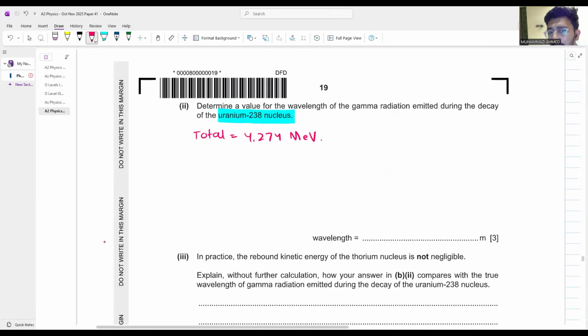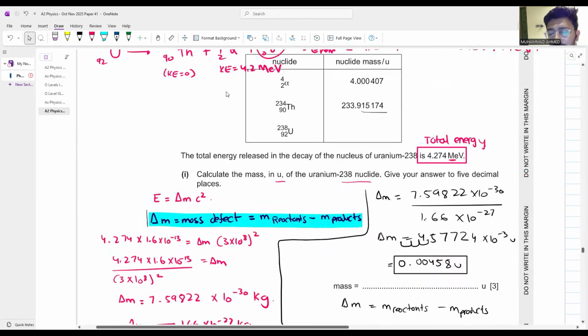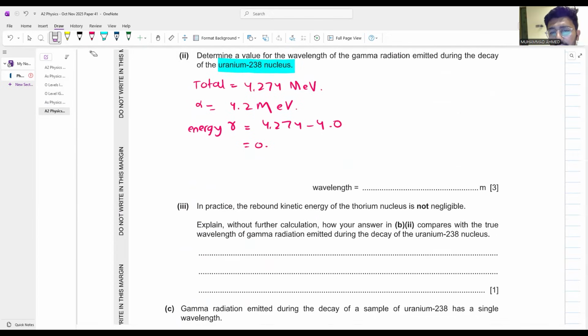Basically, what have I done here? The total energy is this. What will be the energy of alpha particles? The energy of alpha particles is 4.2 mega electron volts. What will be the remaining energy for the gamma ray photons? 4.274 minus 4.2, if I am correct. What was the energy of alpha particles? 4.2. Yes. Subtract both of them to get the energy of gamma ray photons. That comes out to be 0.074 mega electron volt.